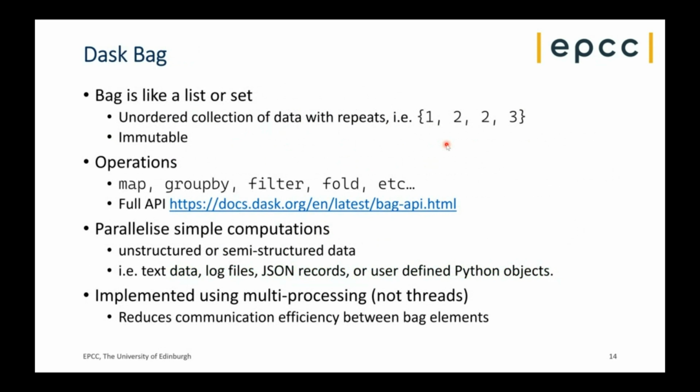And then there's this general data type called a Dask bag, which is really meant to represent something like a list or a set, so pretty standard Python data types, mapping a big list or a big set into Dask. It can be an unordered collection of data with repeats. So repeats are fine and it doesn't have to be ordered. The important thing to know with Dask bag is once you create it, it's immutable, so you can't change it. You can create a new object from it, but you can't change it.